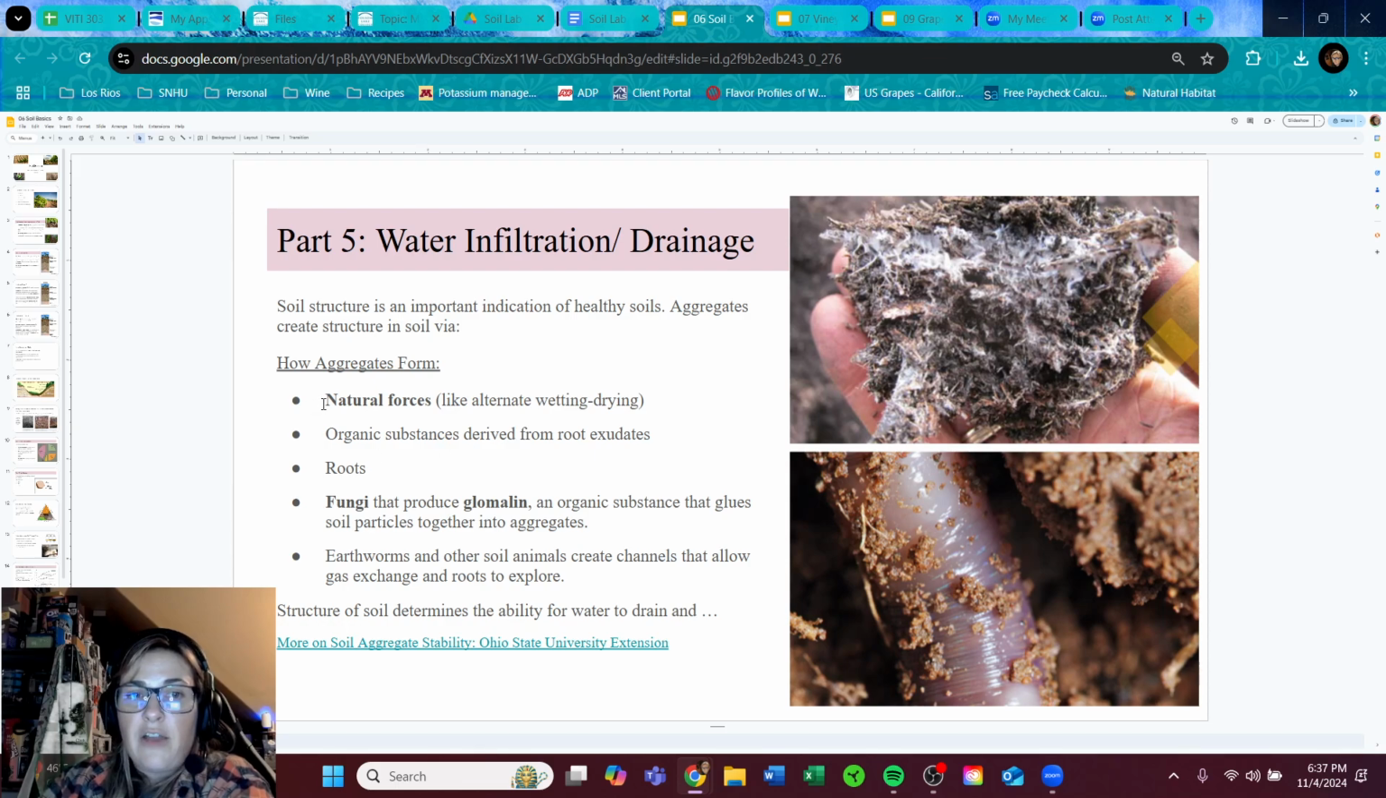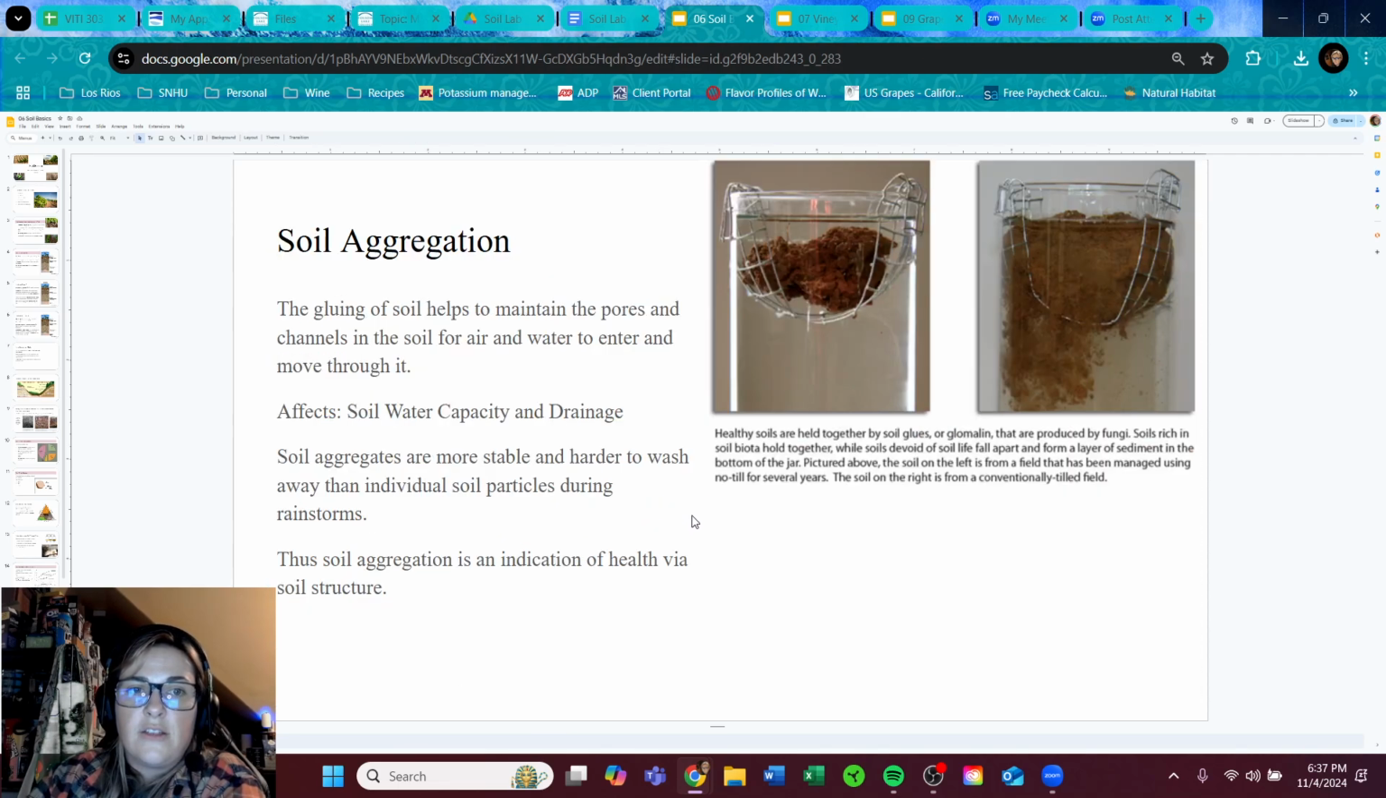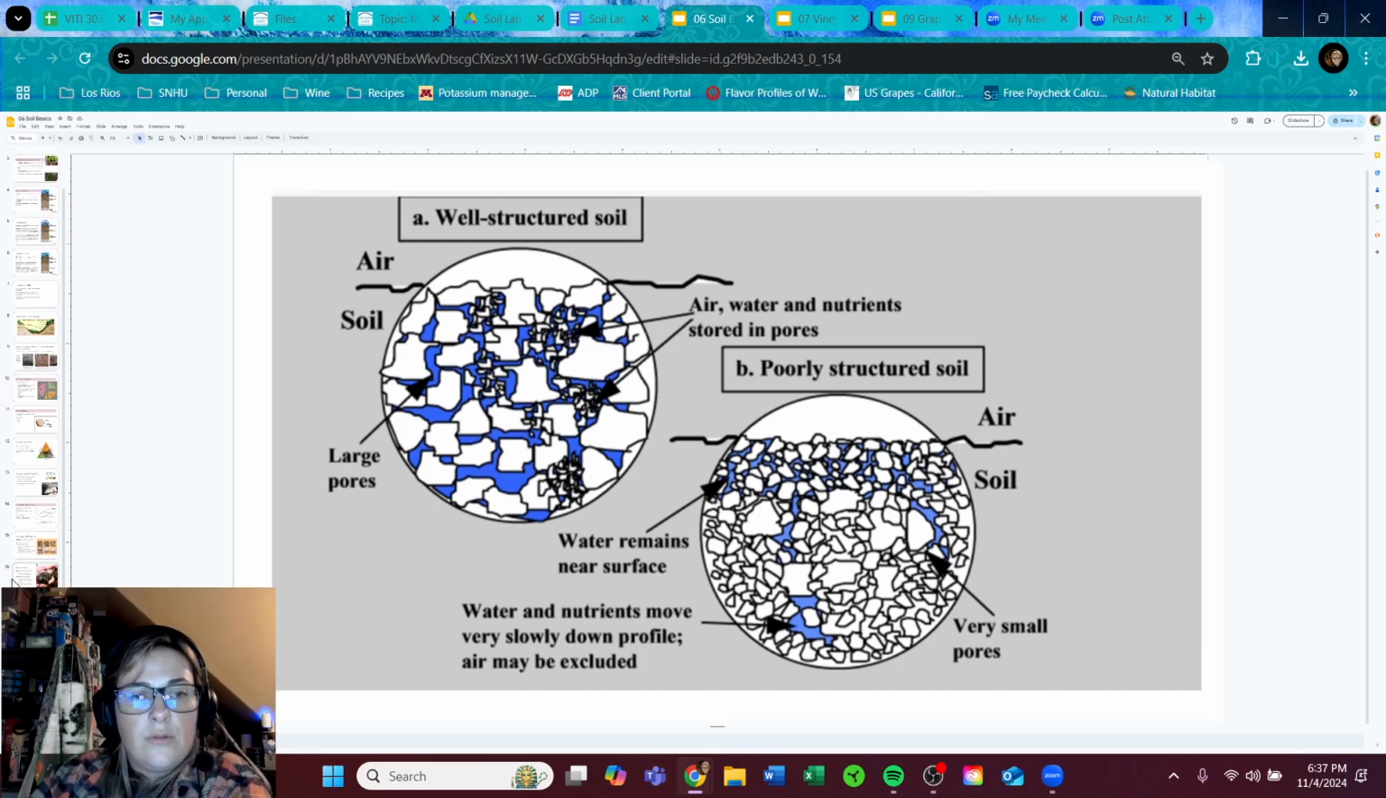Cool. How aggregates form, I'd put a star on the slide. It's really important to know what aggregates are and how they form, and also how they contribute to the health of the soil. So all these points are good points to talk about. I would like you guys to know about the fungi and the glomalin, these organic substances that are present in the soil. And also be able to put together the water capacity and drainage abilities of those soils too.